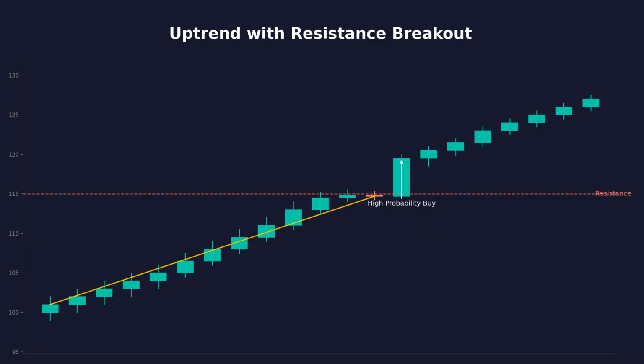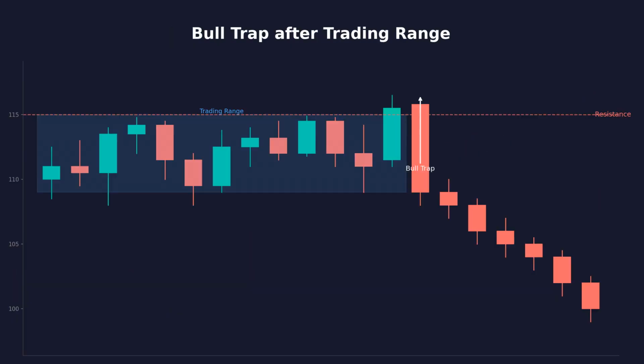Here is a practical exercise, buying a breakout. In a strong trend context, buying a breakout above a swing high is a high-probability trade. We expect momentum to carry through. Compare that to buying a breakout in a trading range context. Here, the breakout above the high is likely a bull trap. Smart money sells this breakout, fading the move back into the range.